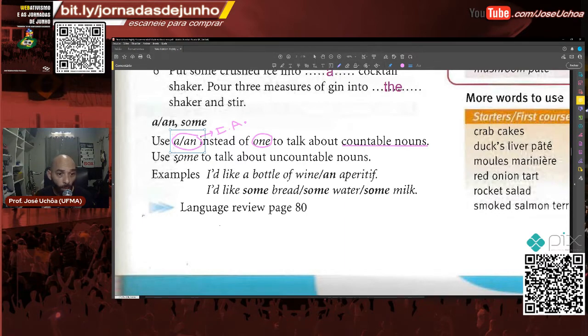And we use some to talk about uncountable nouns. Nouns that you cannot count, okay? You cannot say one, two, or three. For example, milk. You cannot count milk. One milk, two milks, three milks. You can count liters of milk, bottles of milk, glasses of milk, but never milk. I say two glasses of milk, but not two milks. Milk is uncountable. Coffee is uncountable. I don't say one coffee, two coffees.